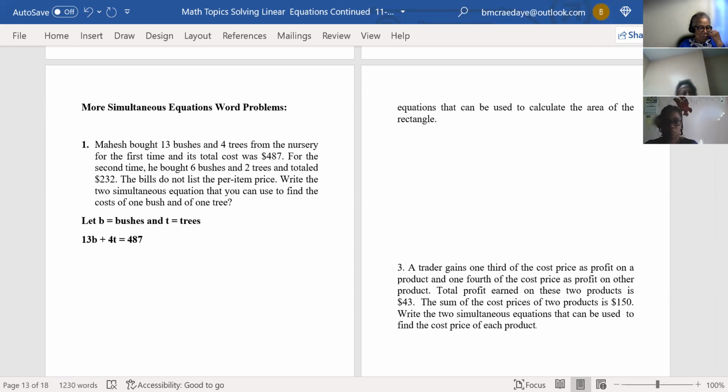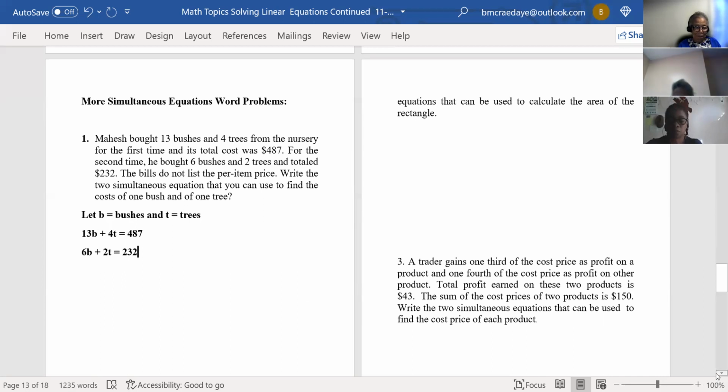What's the second one? The second one is 6B, okay, 6 bushes, plus 2T equal 232. 232. Very good. Is that what you have, Maureen? Yeah. Yep. That's it. That's the answer.